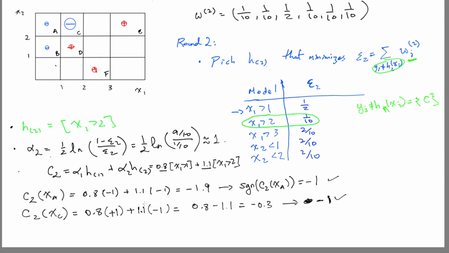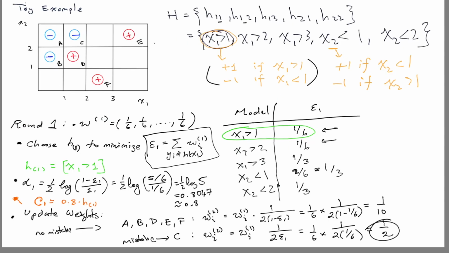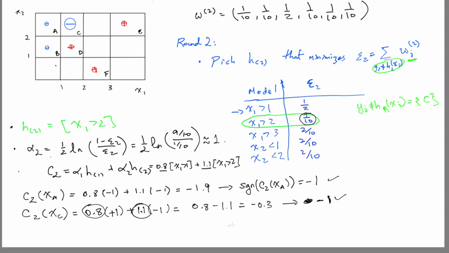And note that the weight here, 1.1, is bigger than the weight 0.8. The reason is the error achieved by this model is 1 over 10, whereas the error achieved by the first model is 1 over 6. So obviously the weight is going to be higher for a lower error model. And we actually get this decision being overridden by the addition of the second model.